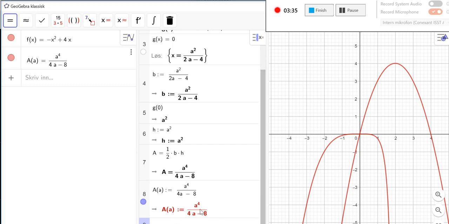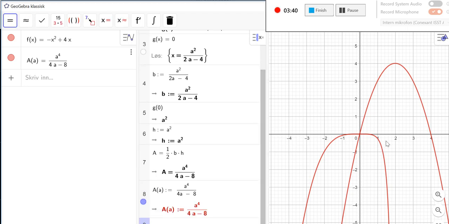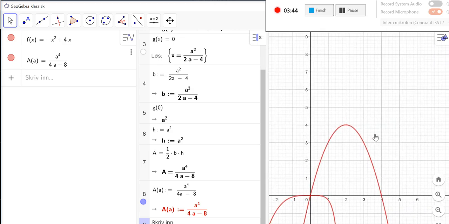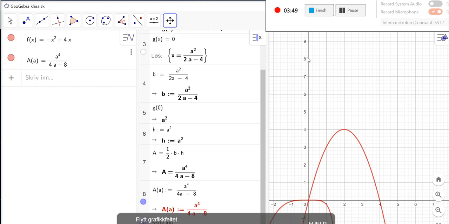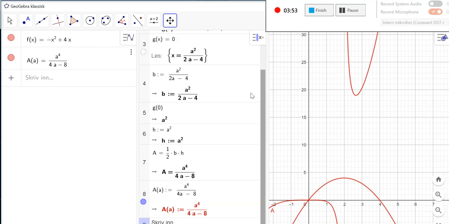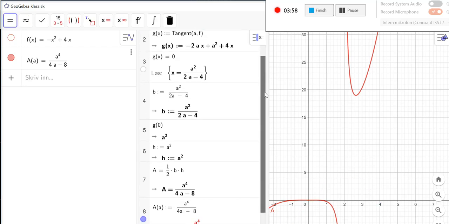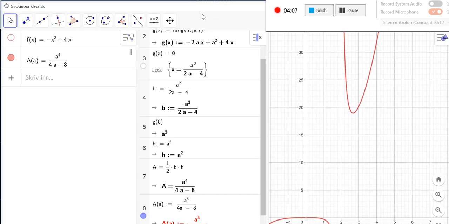So this is the area. Everything goes wrong here. Yeah, this is the area, and it says in the exercise that a is larger than 2. So I can't see anything yet. I have to find the graph here. It is this red one here. I just take away the parabola here, like this. So here is the area function. This only works if a is larger than 2, so we don't have to look at the other things here.